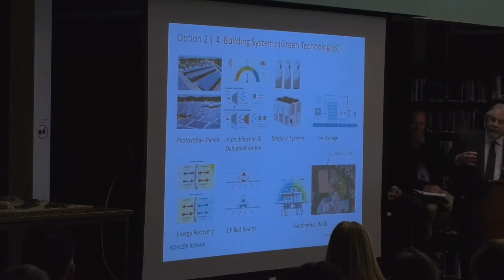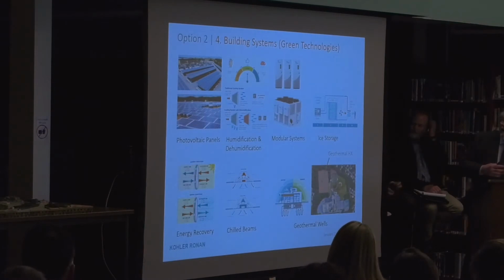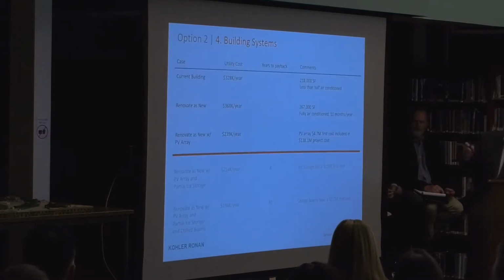We talked about a lot of things during the development of the design. I did mention that we do have photovoltaics in our price, but we talked about a number of things: humidification and dehumidification, modular systems for heating and cooling, ice storage, energy recovery systems so that it's much more energy efficient, a chilled beam system, and geothermal wells. So when we looked at all of those, we had to draw a line somewhere.